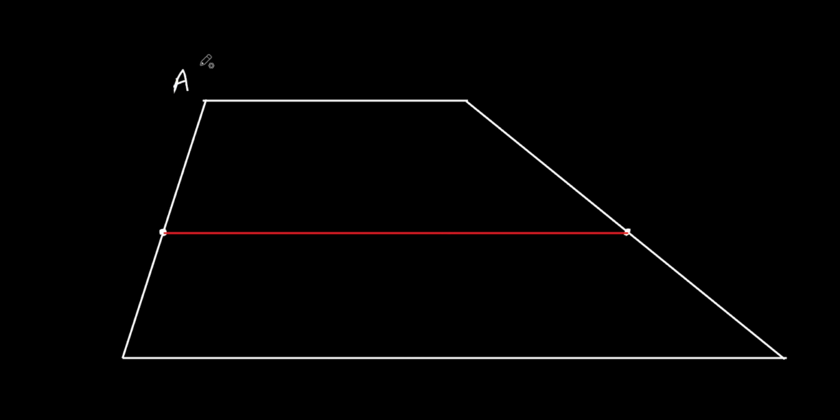Let me label this A, B, C, and D. We'll call these two midpoints M and N. Remember, this is a midpoint, so that means that and that are equal, and this one and this one are equal. Does that mean it's isosceles? No, because that whole thing is not equal to this whole thing. But these two parts are, and these two parts are, because M is a midpoint and N is the midpoint. What we're going to do right here only works when M and N are the midpoints.